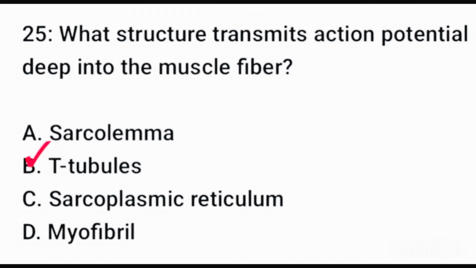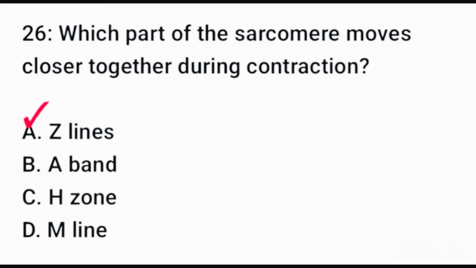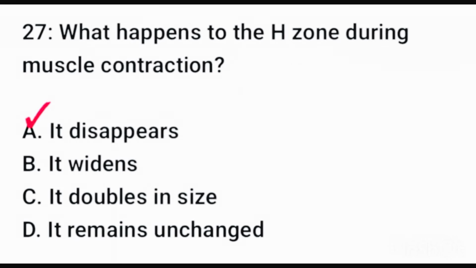Question number 25. What structure transmits action potential deep into the muscle fiber? Here correct option is option B, T tubules. Question number 26. Which part of the sarcomere moves closer together during contraction? Here correct option is option A, Z lines.